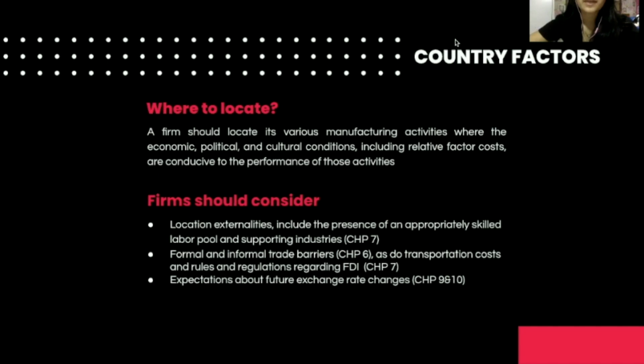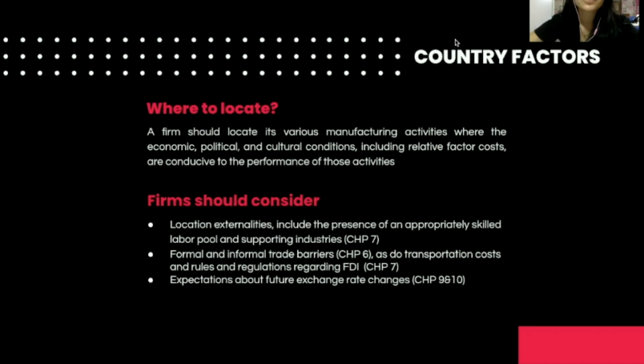Okay, so the next factor is country factors. You will probably recall from our discussion in an earlier chapter that a firm should locate its manufacturing activities where economic and cultural conditions, including relative factor costs, are most conducive to the performance of that activity. In other words, a firm should produce its product wherever it makes the most sense.